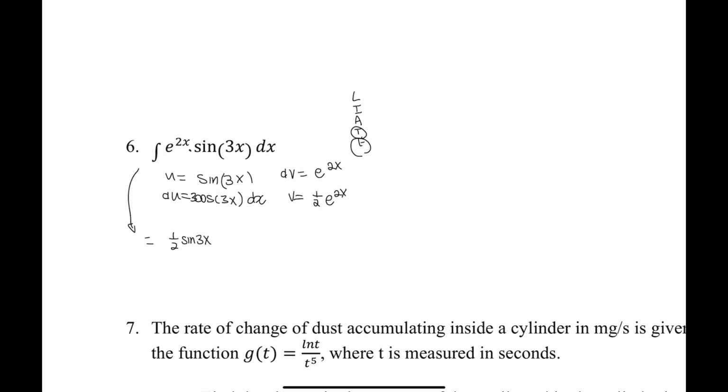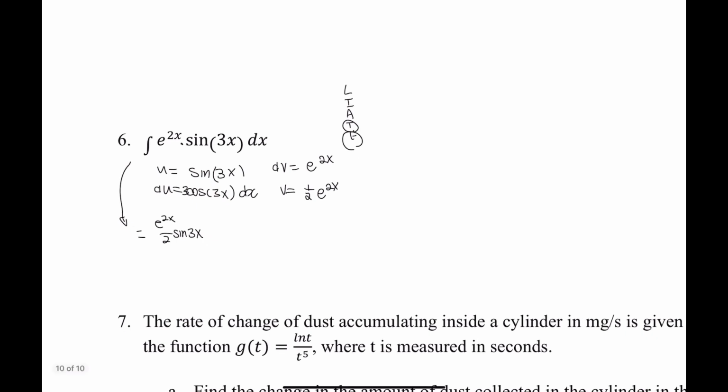And then now starting off with the formula, u times v is e to the 2x over 2 times sine 3x, and then minus the integral of v du. So we're going to get the constants out of the way and put them outside the integral. So 3 over 2 would be outside, and then we have e to the 2x cosine 3x.